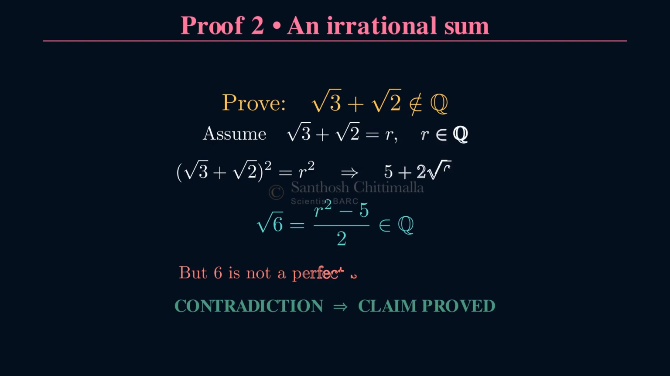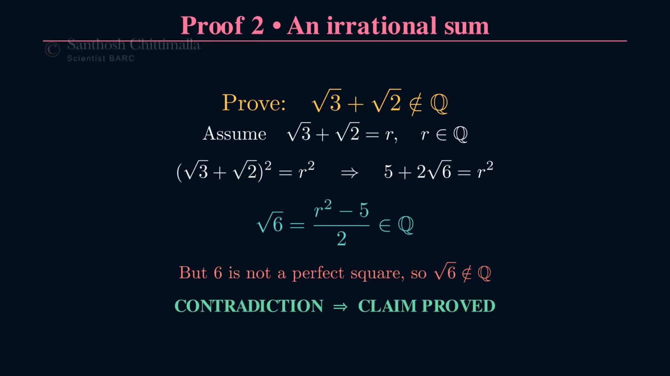Prove that square root of 3 plus square root of 2 is irrational. Assume for contradiction that it equals a rational number r. Squaring gives 5 plus 2 square root of 6 equals r squared. Rearranging would make square root of 6 equal to (r squared minus 5) divided by 2. That expression is rational, but square root of 6 is irrational because 6 is not a perfect square. This contradiction proves the original sum is irrational.